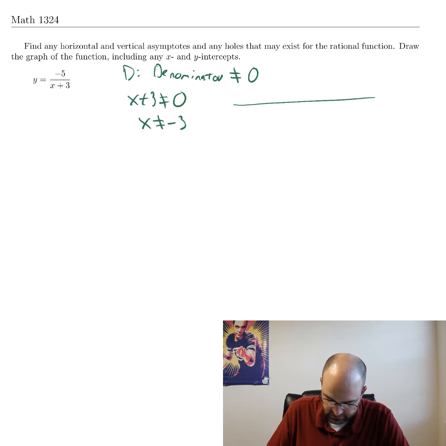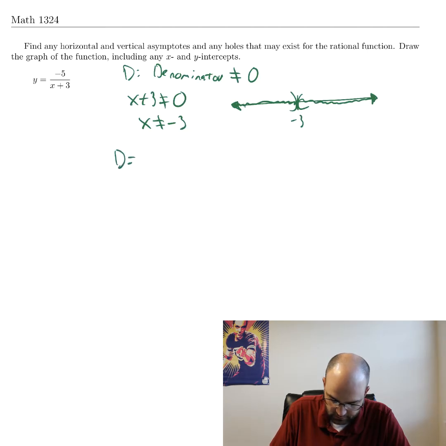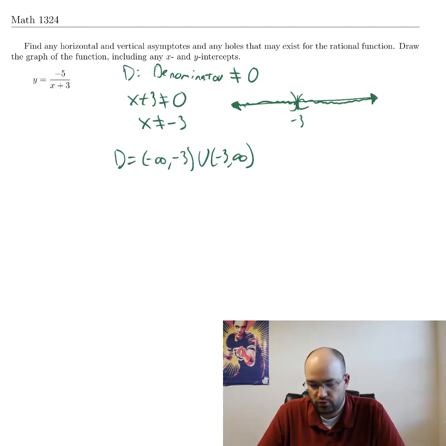On the number line, if I was to draw that, it means I can use any number to the left of negative 3, excluding the negative 3, and any number to the right of negative 3, excluding that negative 3. So the domain here will be negative infinity to negative 3, union negative 3 to infinity. Now, this is important because this helps us find vertical asymptotes, usually.